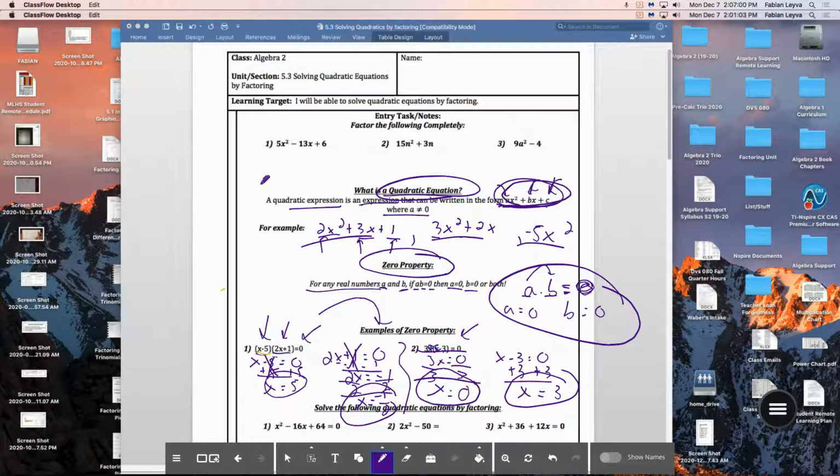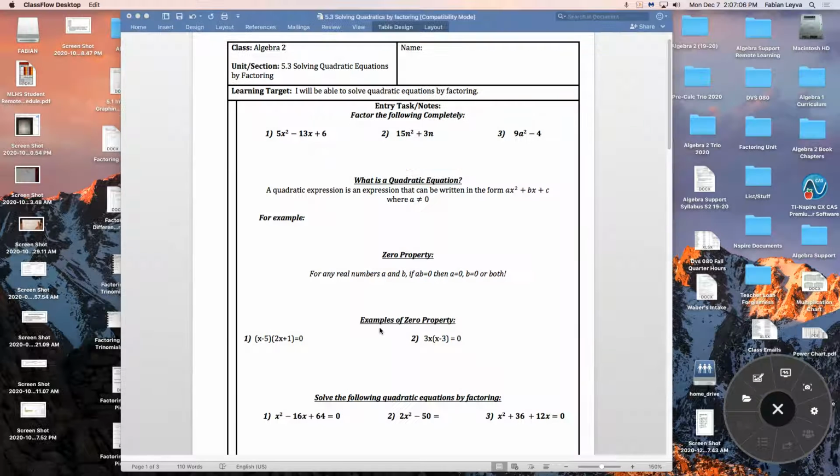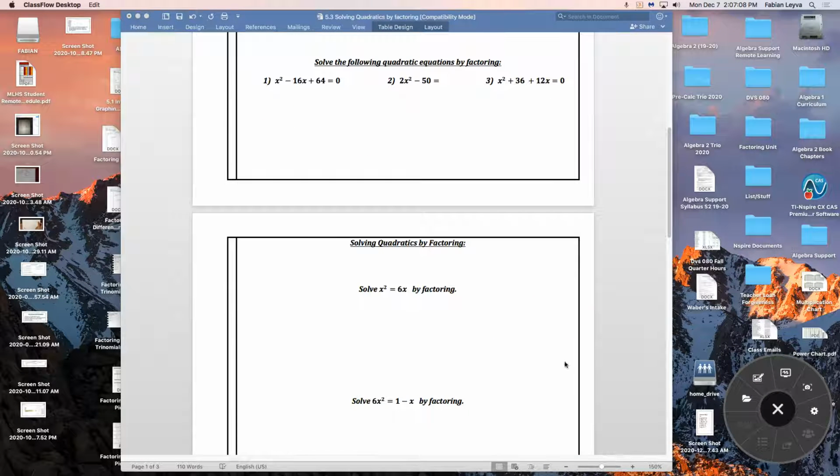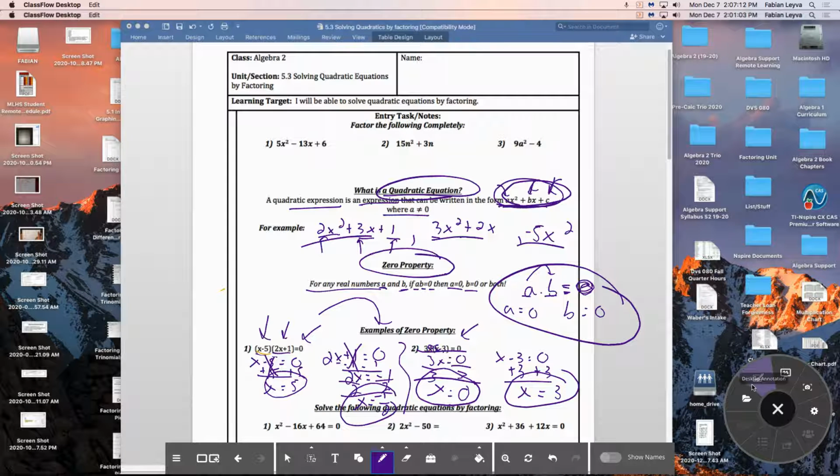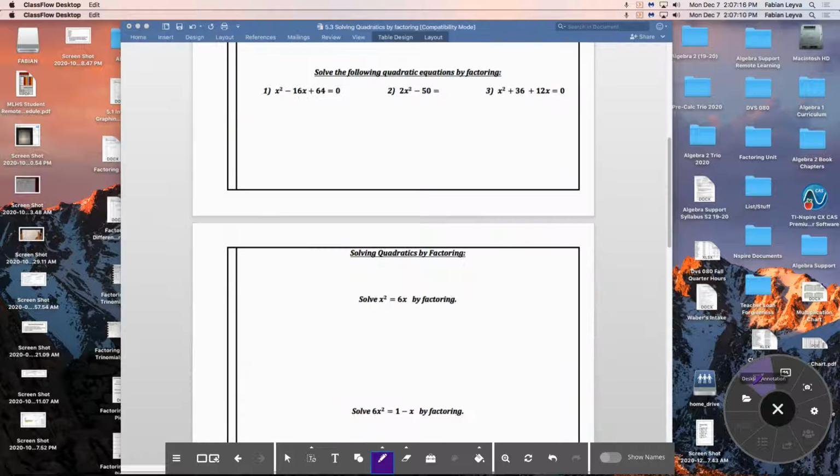Now, that's cool and all, but what is that going to have to do with quadratics? How am I going to use the 0 property in order to solve quadratics? Let's go ahead and do this for the first problem here. All right, so starting from the beginning, I have 3 examples of how I'm going to solve quadratic equations by factoring. So in this first one, notice I have x squared minus 16x plus 64 equals 0.